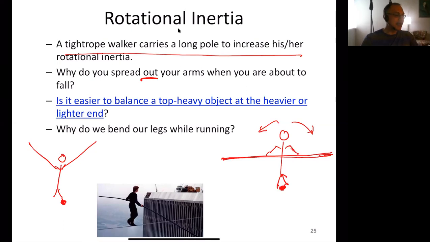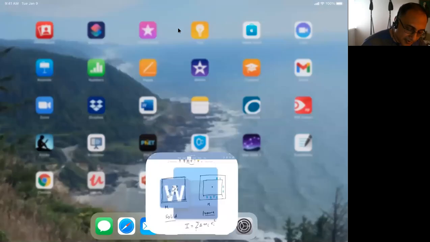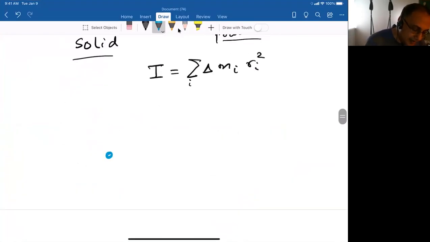So suppose you have a top heavy object. I usually make a top heavy object in class by just attaching a heavy mass over here on this rod, and then ask students whether it's easier to balance this rod on my finger at point A or point B. Which one would be easier to balance on my finger? So suppose my finger is over here. Would this be easier to balance on my finger, or would this be easier to balance on my finger?